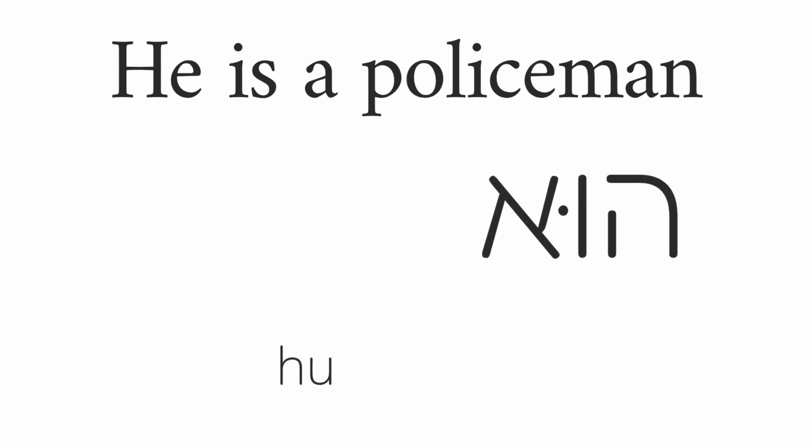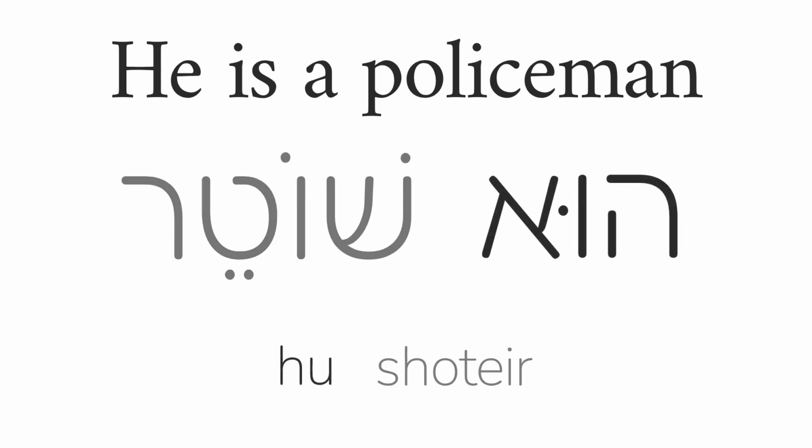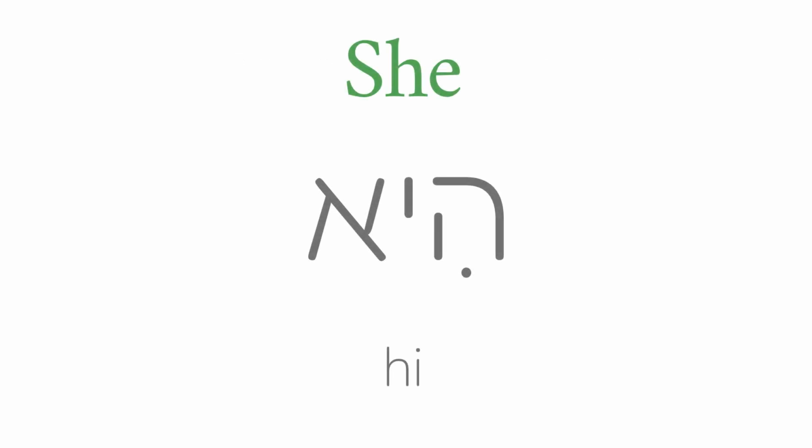Well, first we translate "he," which is "hu." We have no word for "is" in Hebrew, and a policeman is "shoter." Hu shoter. He is a policeman. The Hebrew word for "she" is, ironically, "hi."